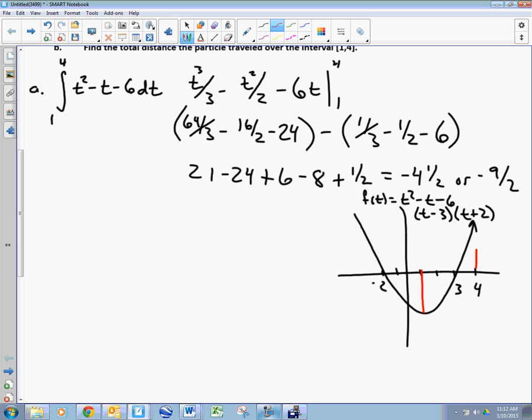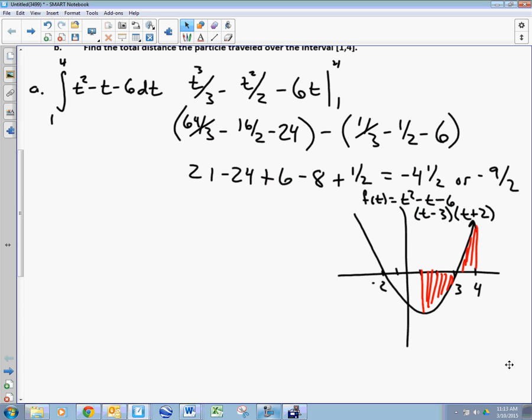object from 1 to 4. So the part below the x-axis refers to when it's traveling in the negative direction. The part above the x-axis refers to where it's traveling in the positive direction. Because this graph of f of t is your velocity function, where it's below the axis the velocity is negative. Negative direction, positive direction.